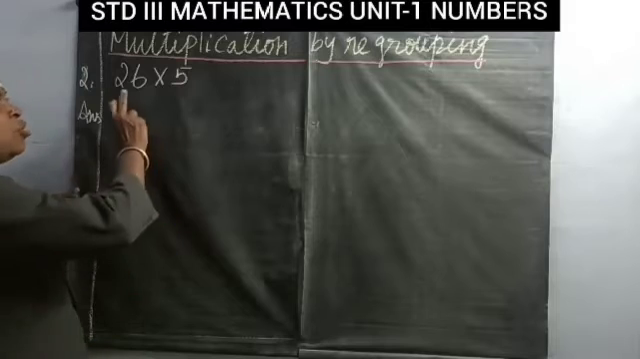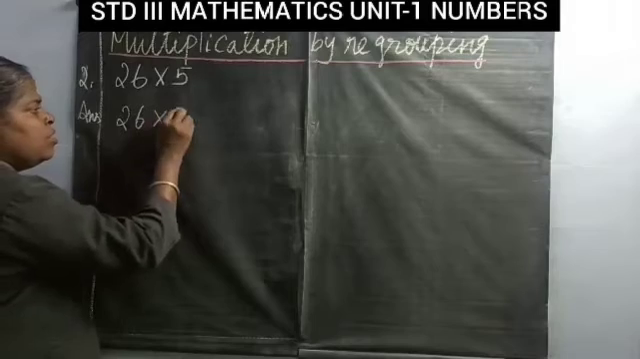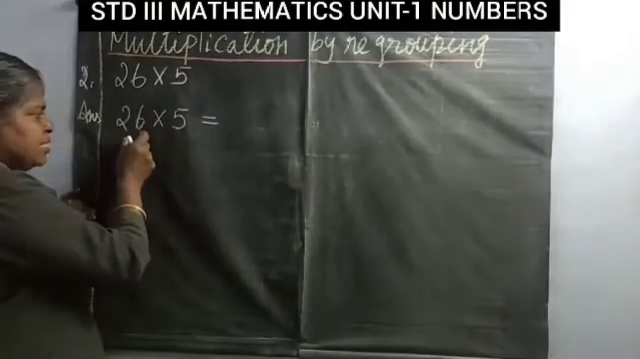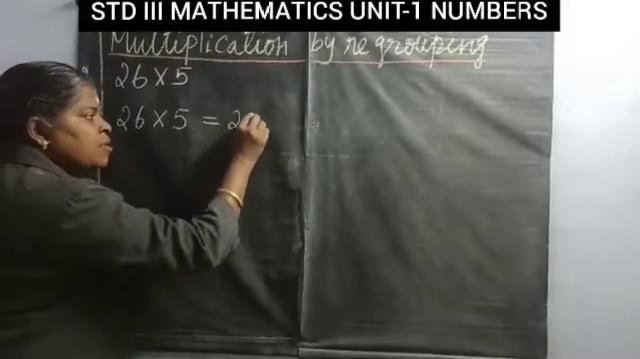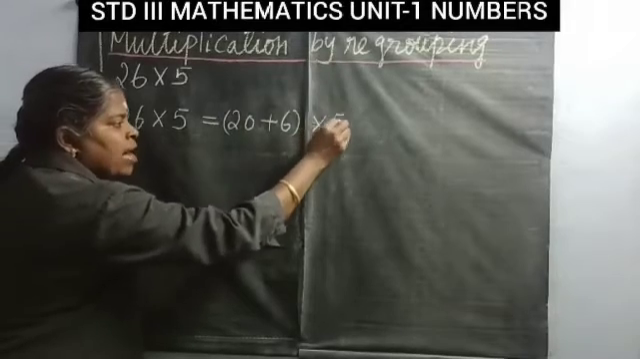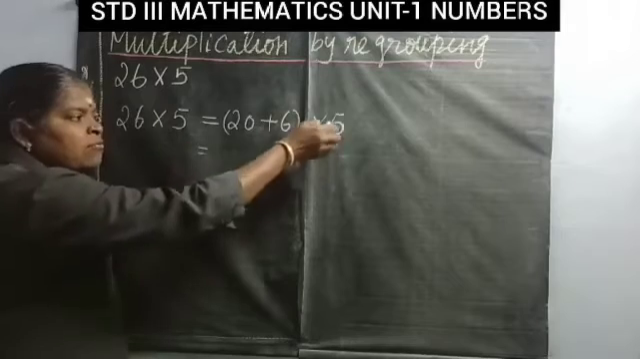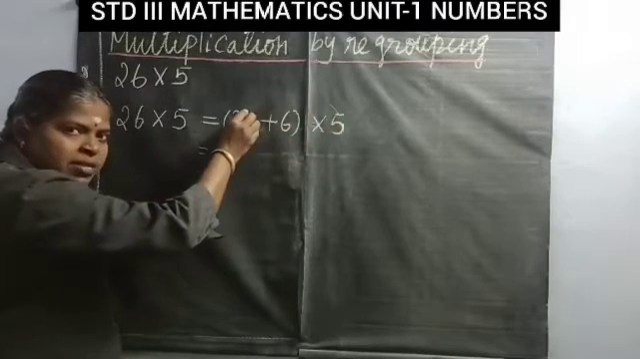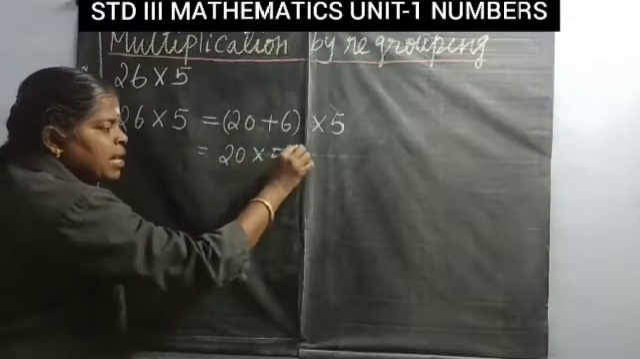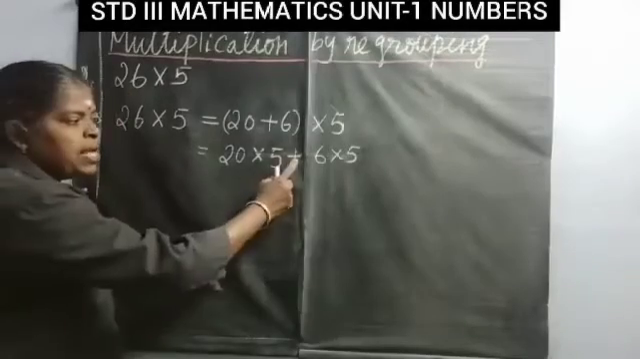Next question, 26 into 5. First, we can write the question. 26 into 5. First, we have to regroup the 26. So, 20 plus 6 into 5. First, what we have to do? We have to multiply the tens. So, 20 into 5 plus 6 into 5.